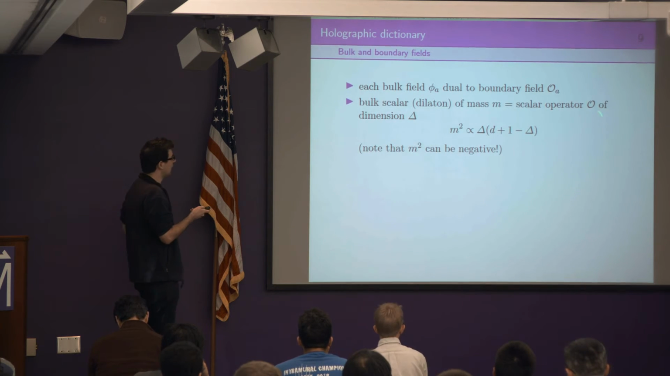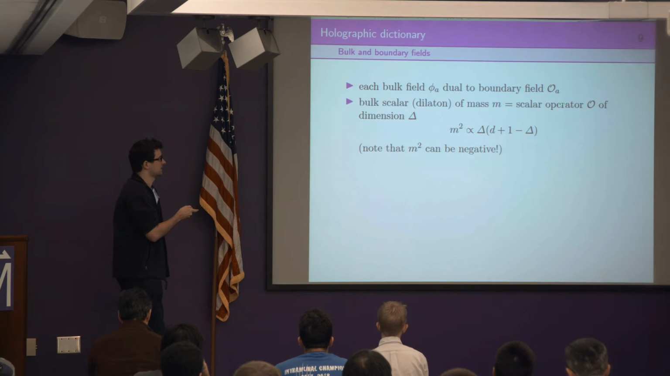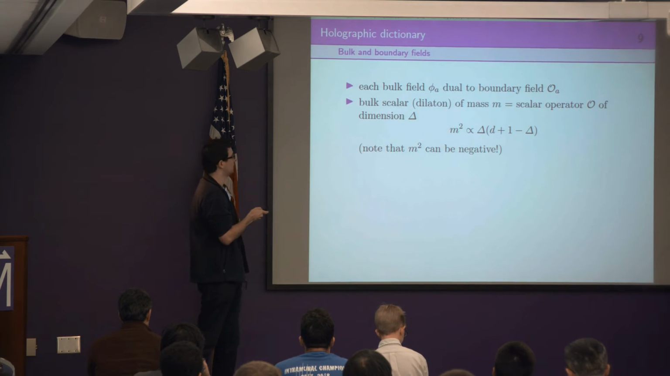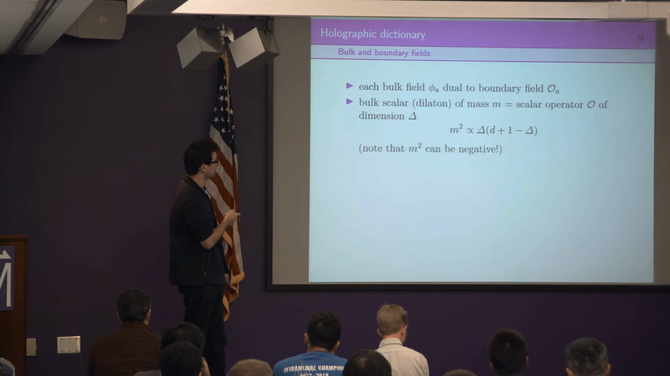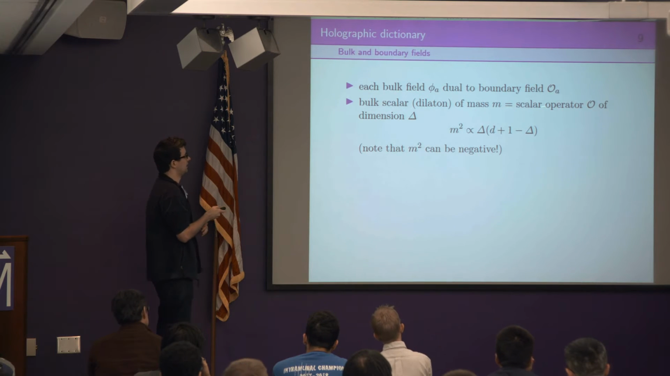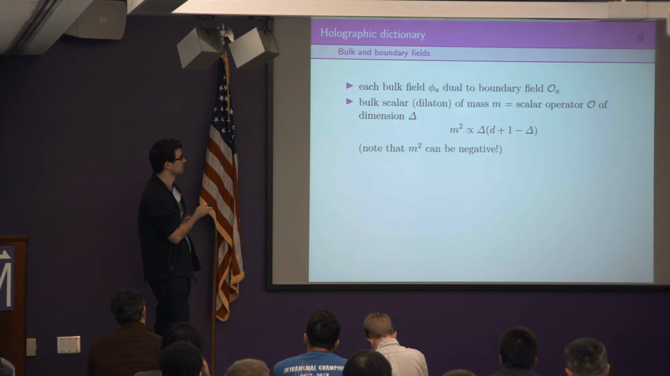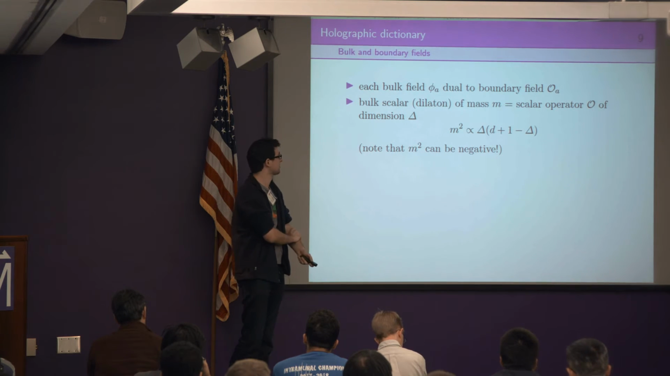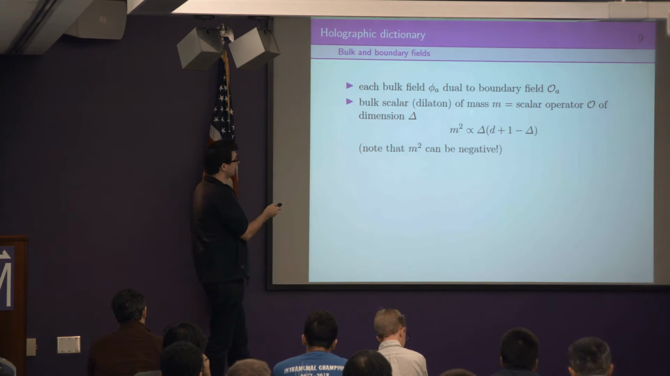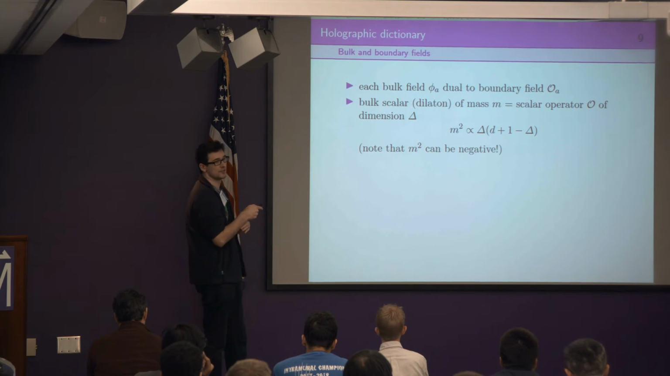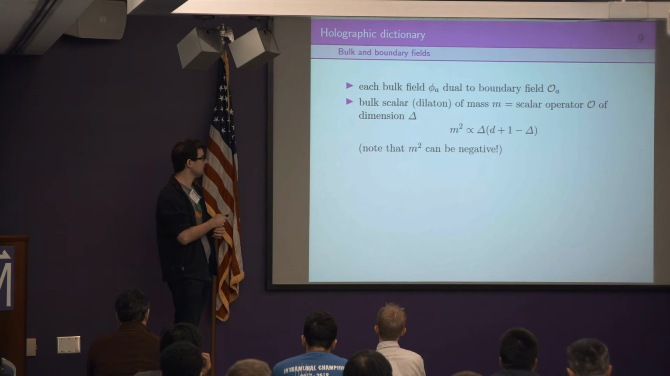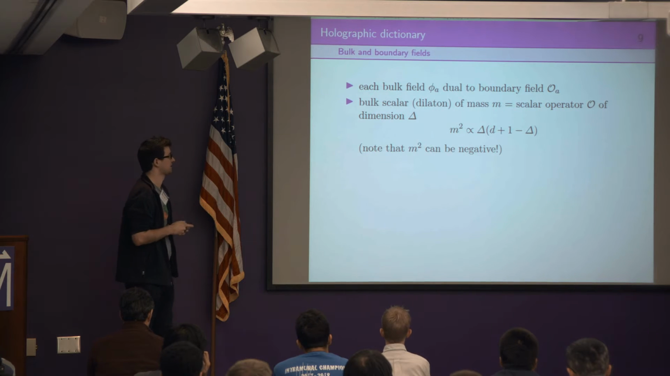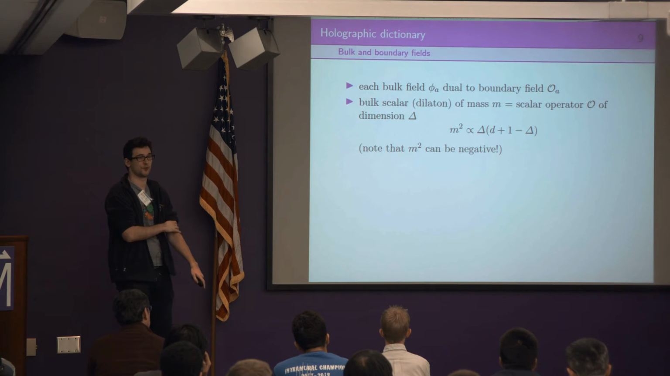Now, roughly speaking, the way that this works is that for every operator of dimension delta that you have in your field theory, there will be a corresponding bulk scalar field in the gravitational description whose mass will be related to the dimension of the operator. I won't try to justify this, but it's a classic result from this field.